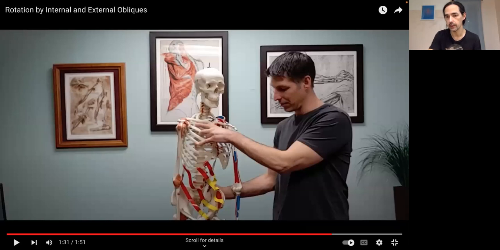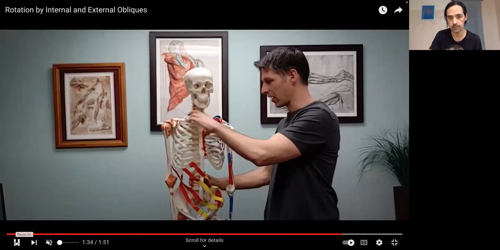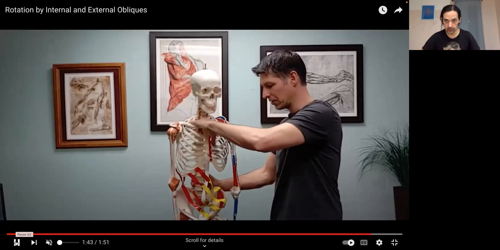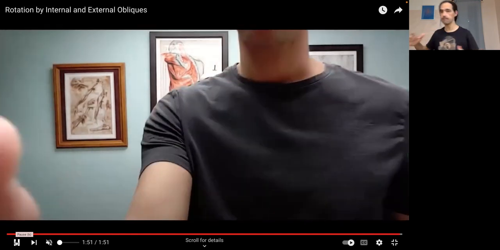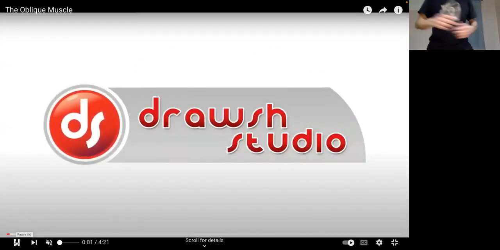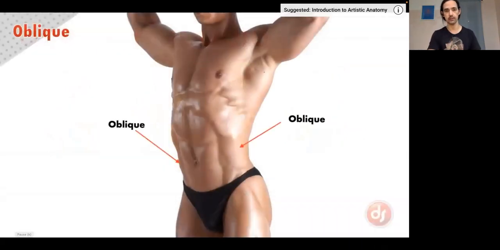Okay, great. You just kill the sound on this and you can watch a little bit of the movement. When used together, both sides, they also can do some amount of flexion. So there's not just rotation, there's also some flexion, right? So that's like a wood chopping movement.